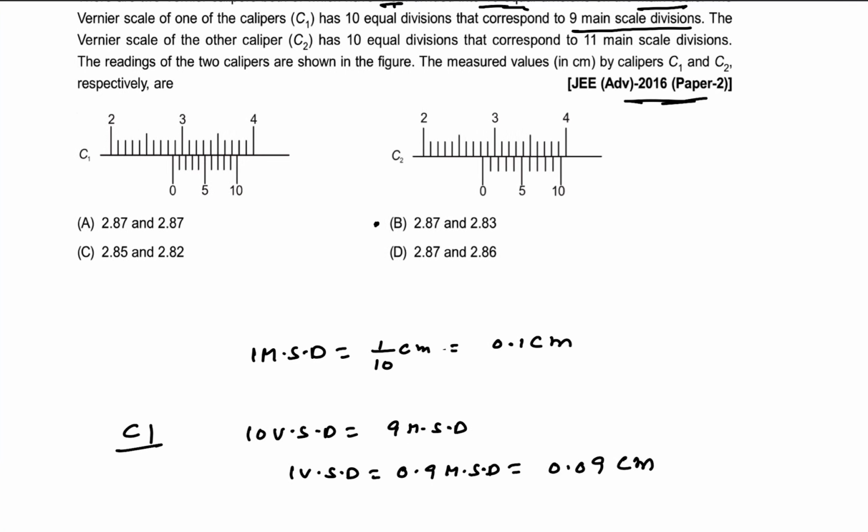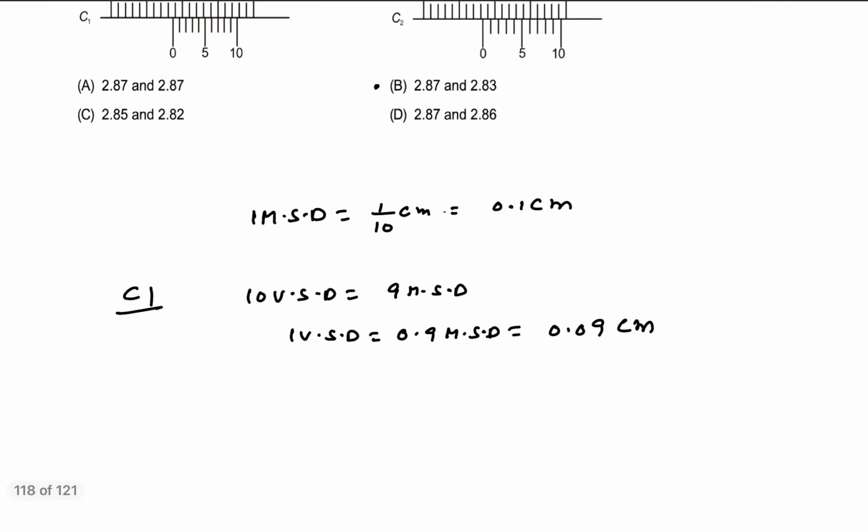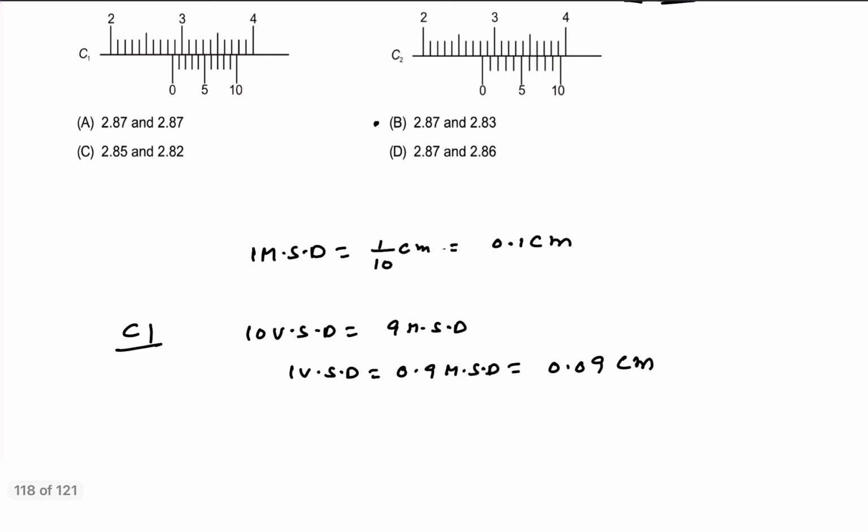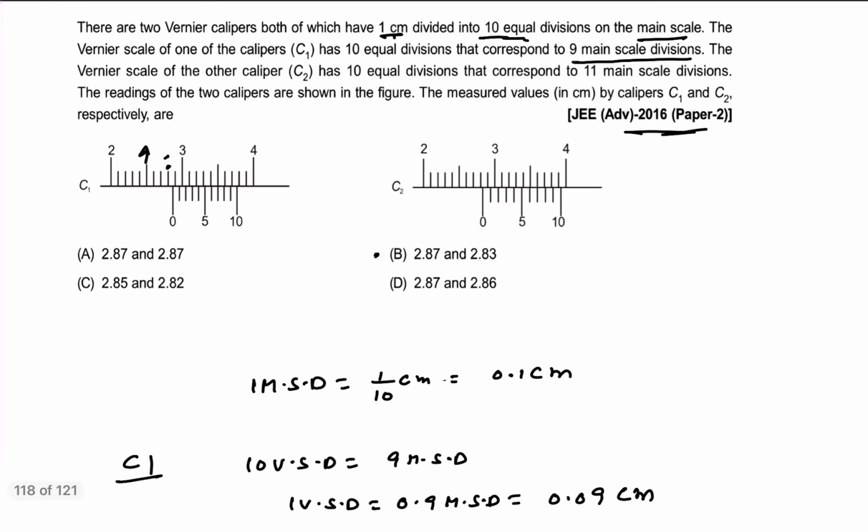Just do the question properly. They are asking what is the reading of this. I will draw the diagram. You can see 2.5, and this mark is 2.8. Okay, this mark I am writing here, this is 2.8. Next, which division is coinciding here? 5, 6, 7. The seventh division is coinciding.